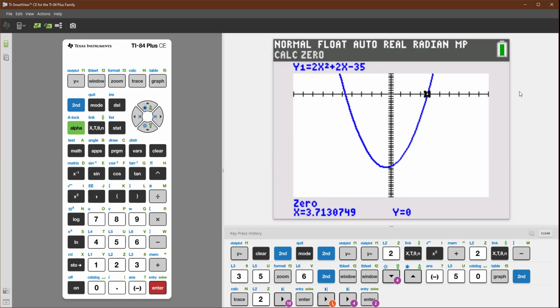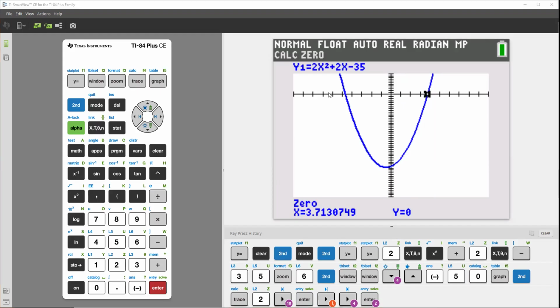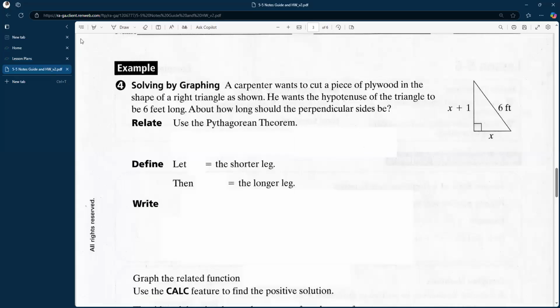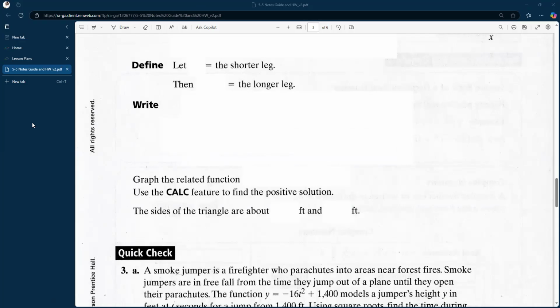So when I go back to my problem, x is equal to 3.713. And I use my graphing calculator to find that solution. It's the positive solution, no need for the negative.